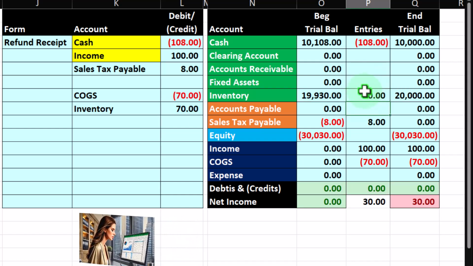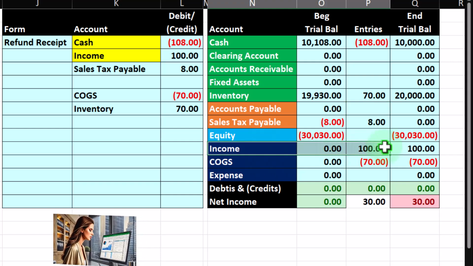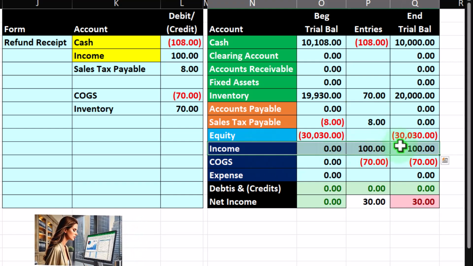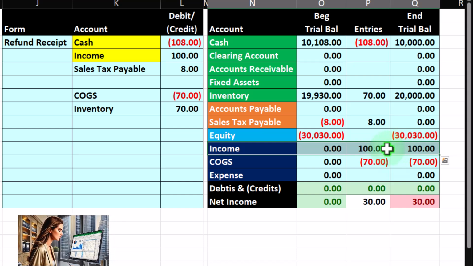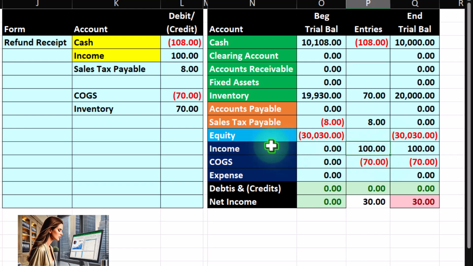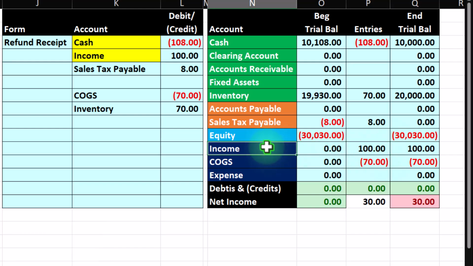I think that's right. And then the one problem here is the net income, because normally I don't like net income going down. This is going the opposite way. It's debited and it's usually credited. Usually income only goes one way. That's why we might change this to sales returns and allowances.